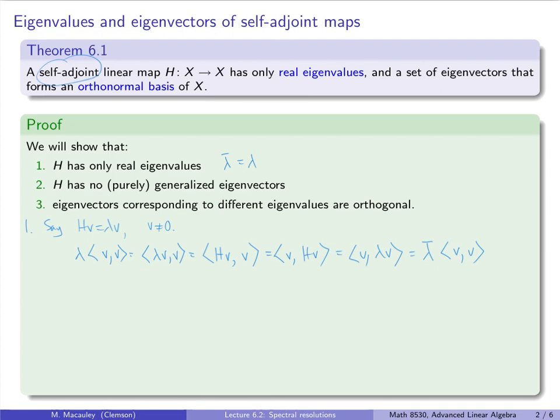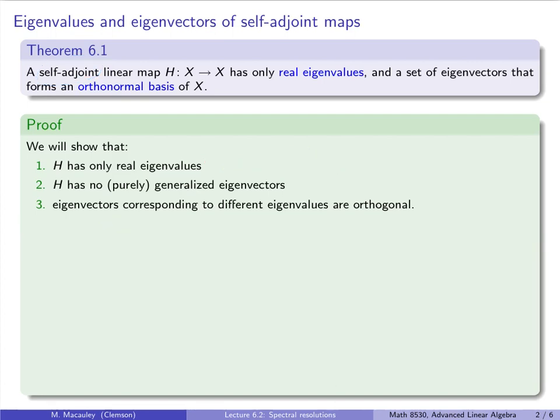So now we have these two things. Let me remind you that the norm squared of V is V dot V, and since V is non-zero, this is non-zero. So we have lambda times the norm squared of V equals lambda bar times the norm squared of V. Since the norm squared of V is non-zero, this tells us right away that lambda equals lambda bar. And that's what we had to show right here.